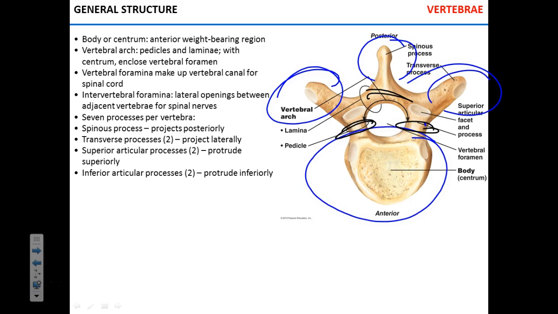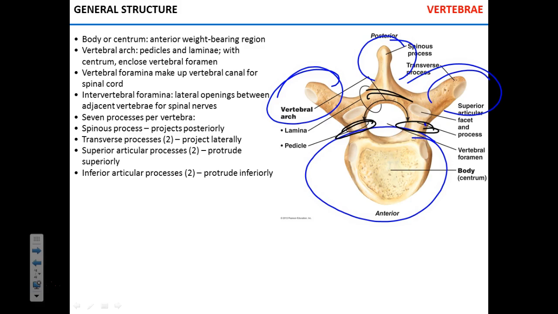Articular processes. What is articular? What is articulation? Contact between the bones. So again, if you would look at this necklace, and you take two adjacent vertebrae, there are little tiny processes through which they articulate with each other.